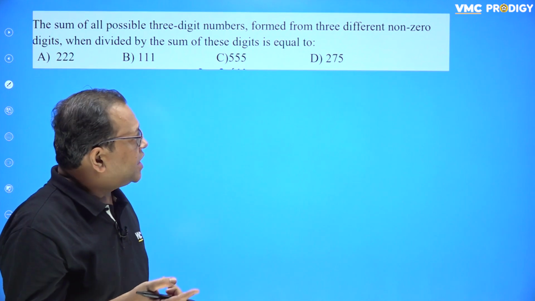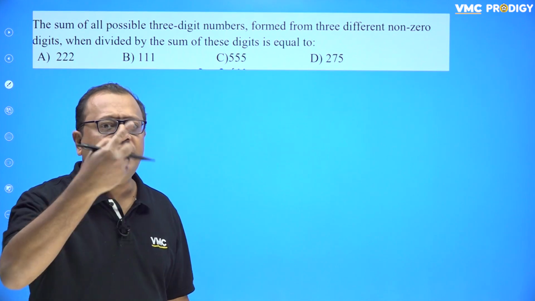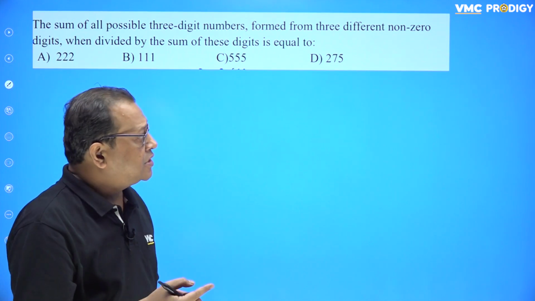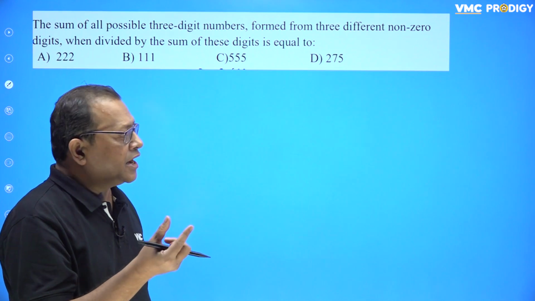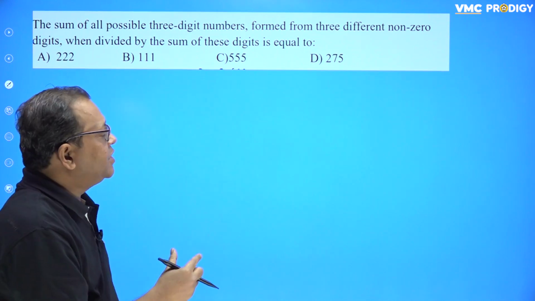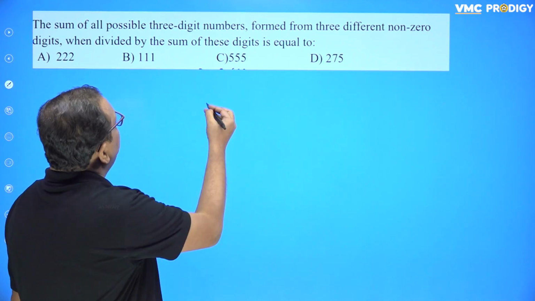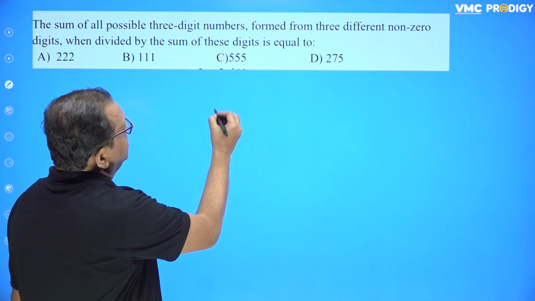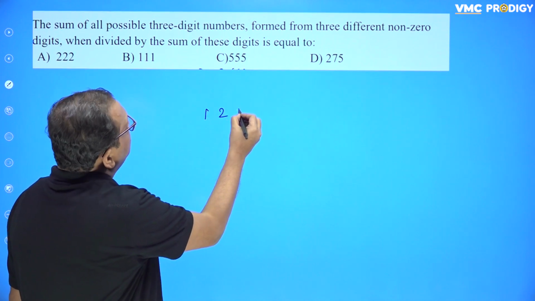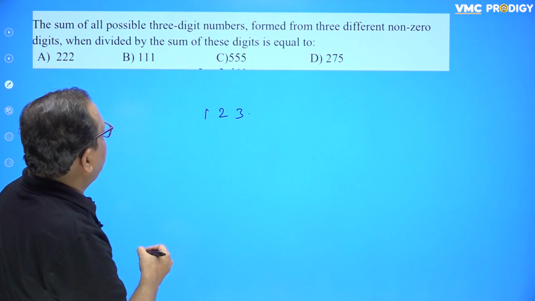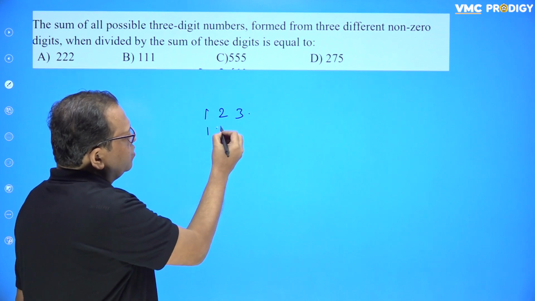This question is directly an application of a higher-end concept, which is permutation and combination, but I will not do it like that. I'll explain it in a very simple way. Take 3 numbers, 3 digits: 1, 2, 3. So 1, 2, 3, the number is 132.